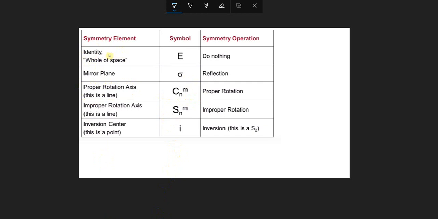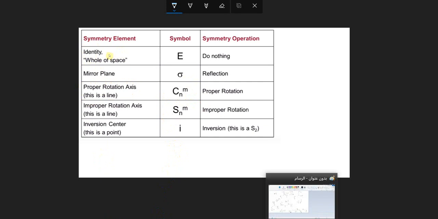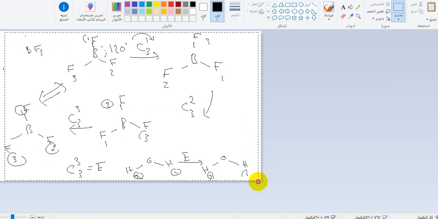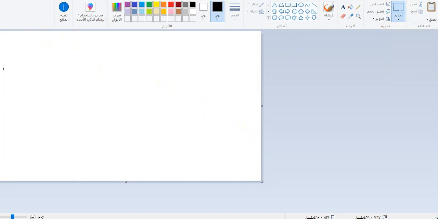Okay, what about sigma? We have three types for sigma, or mirror. Sigma, we have three types: sigma v, sigma d, and sigma h.